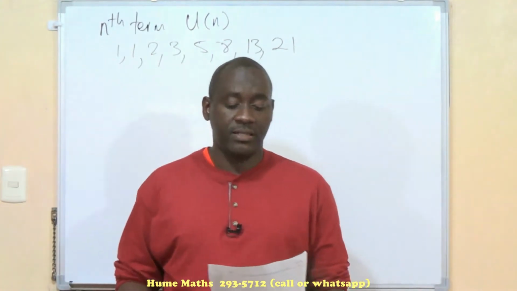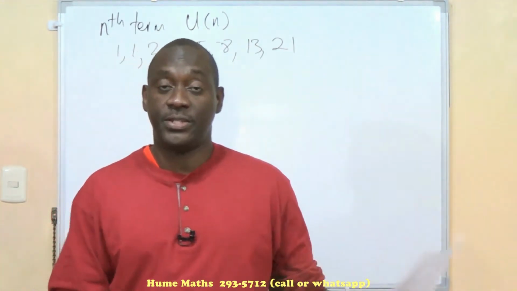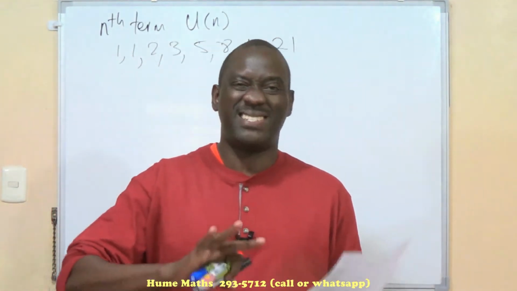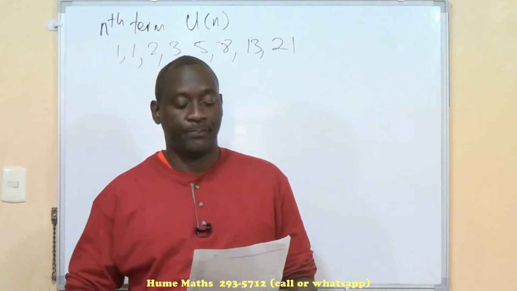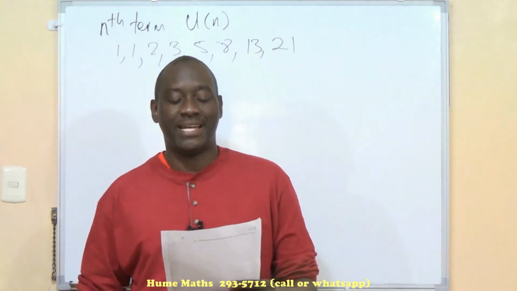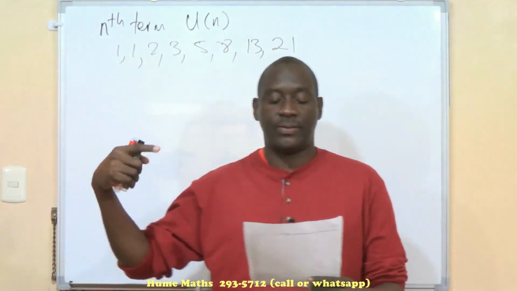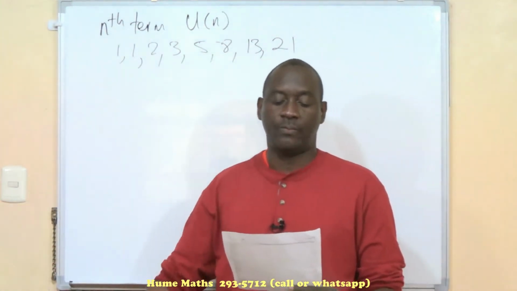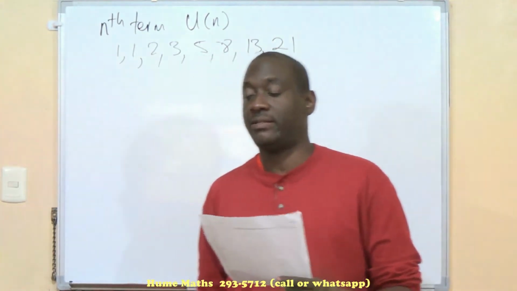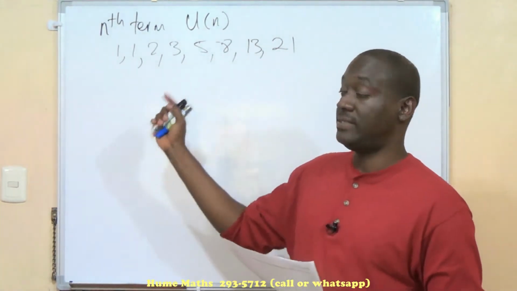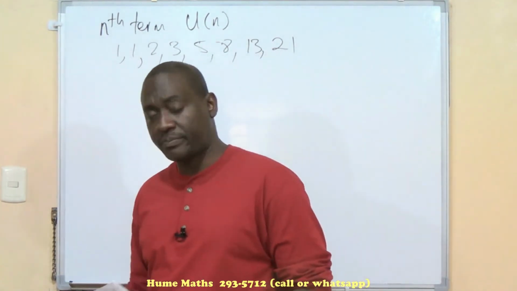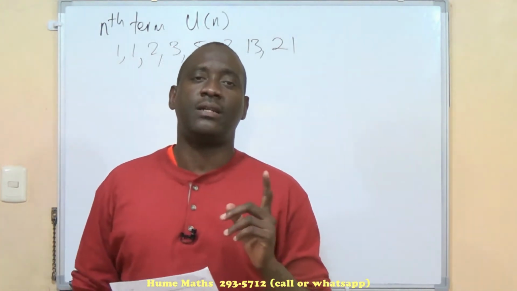The first 8 terms of another sequence. This is continuing from part A. So we have a totally different sequence now. Another sequence with nth term un. And they give you the sequence 1, 1, 2, 3, 5, 8, 13, 21 as listed out here on the board. Now I just want to make a little notation here.